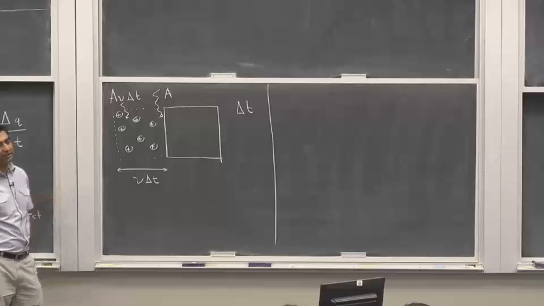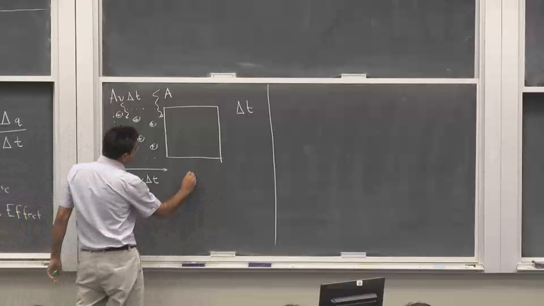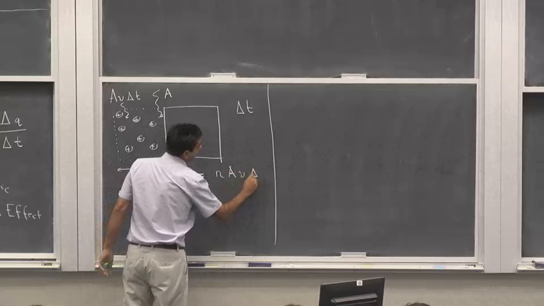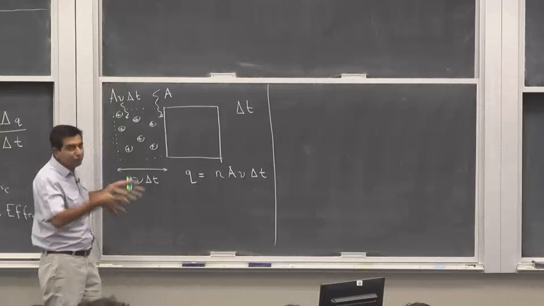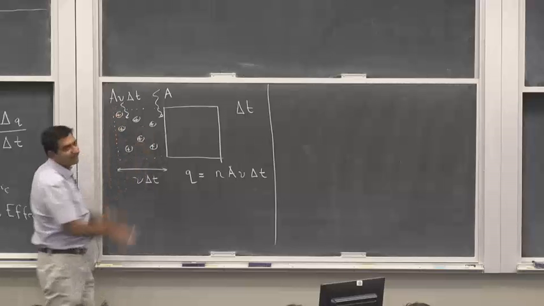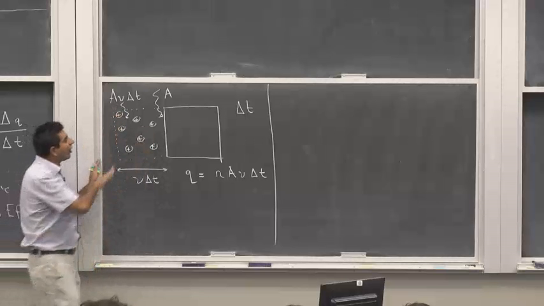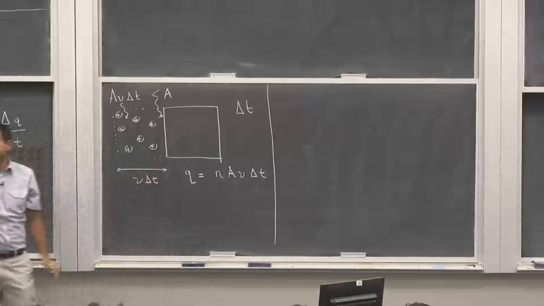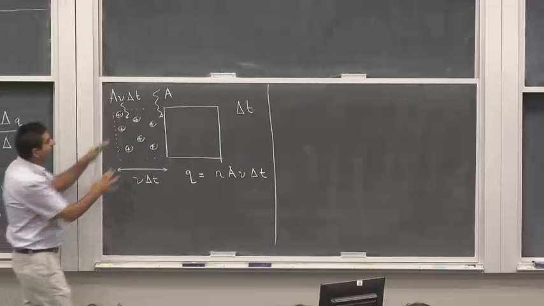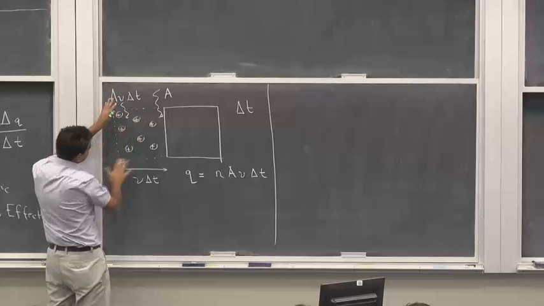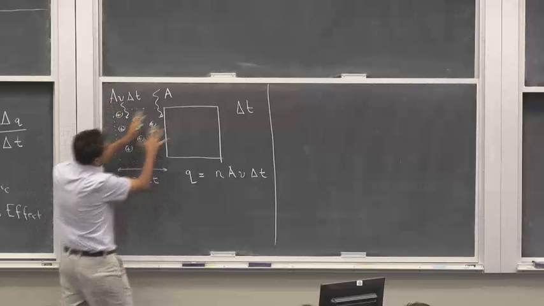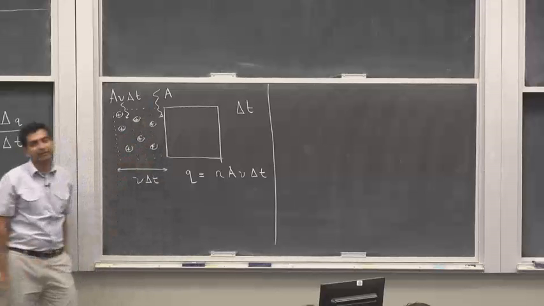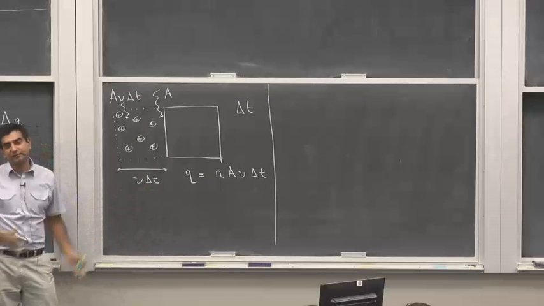But how many charges are inside this volume? The total number of charges inside this volume is n times A v delta t. So this amount of charge which is filled up inside this volume has the possibility of crossing this surface in a time delta t. It's just like a fluid flow. This entire volume inside this dashed cube is going to drain into this volume in a time delta t. So all of these charges are crossing the surface area in a time delta t. This is the amount of charge that flows through this area.